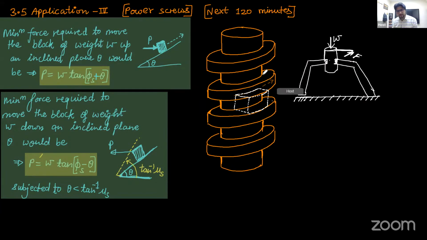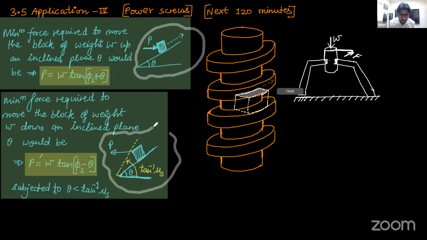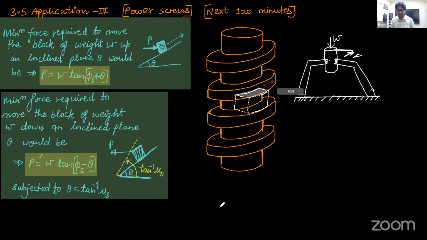This white thing is representing that internal thread, and this is an inclined plane over which W, the weight of the screw, is moving. The problem becomes exactly the same. When you try to raise the load, it becomes observation number 1. When you try to lower the load, it becomes observation number 2. So you already know the results.